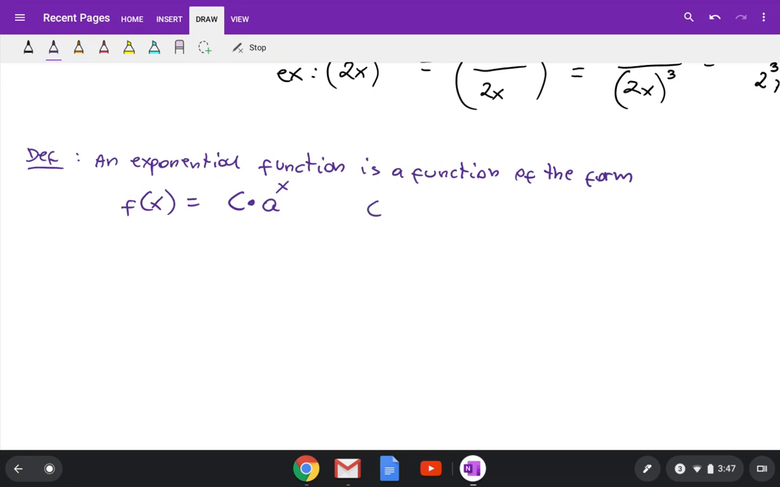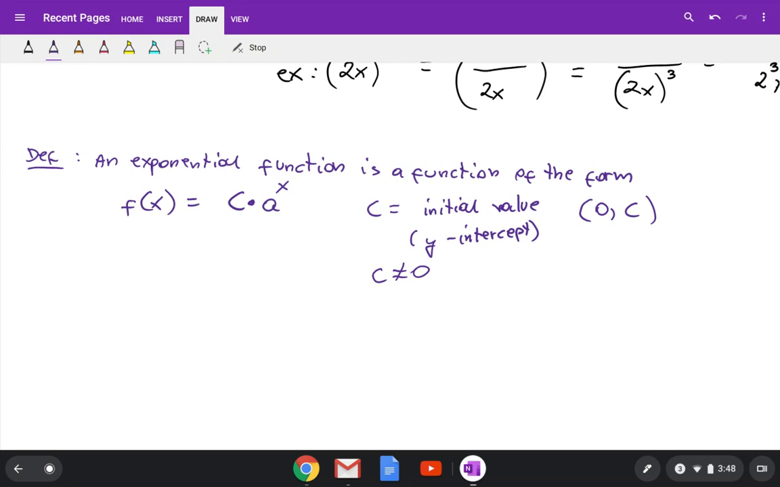C, we call the initial value, which is technically your y-intercept. Y-intercept means that on the graph, you have the point (0, c), because at the y-intercept the x value has to be equal to 0. What we know about C, the initial value, is that it cannot be 0.